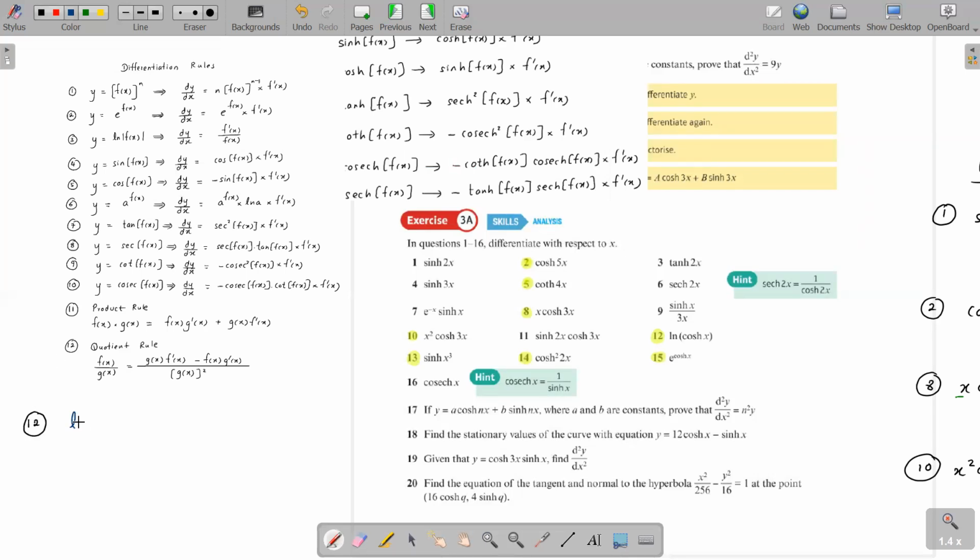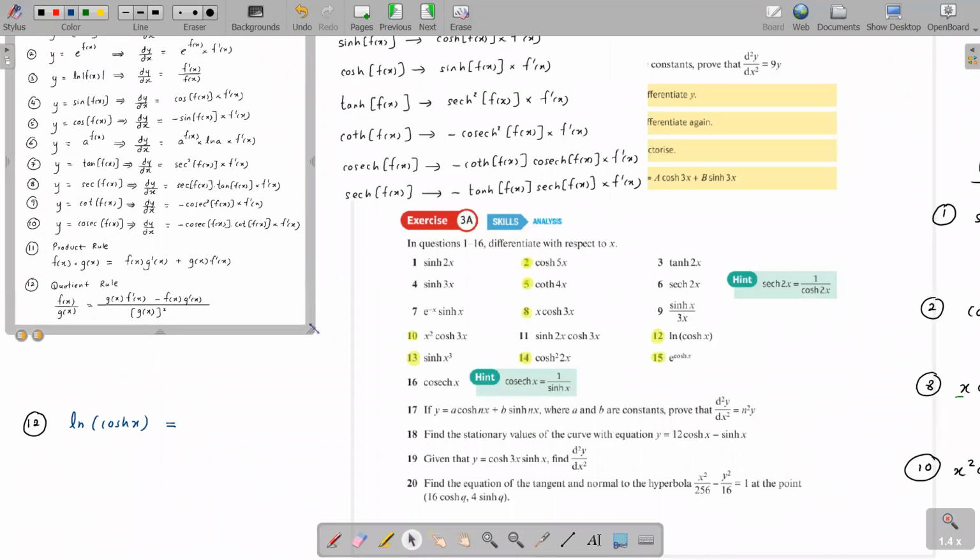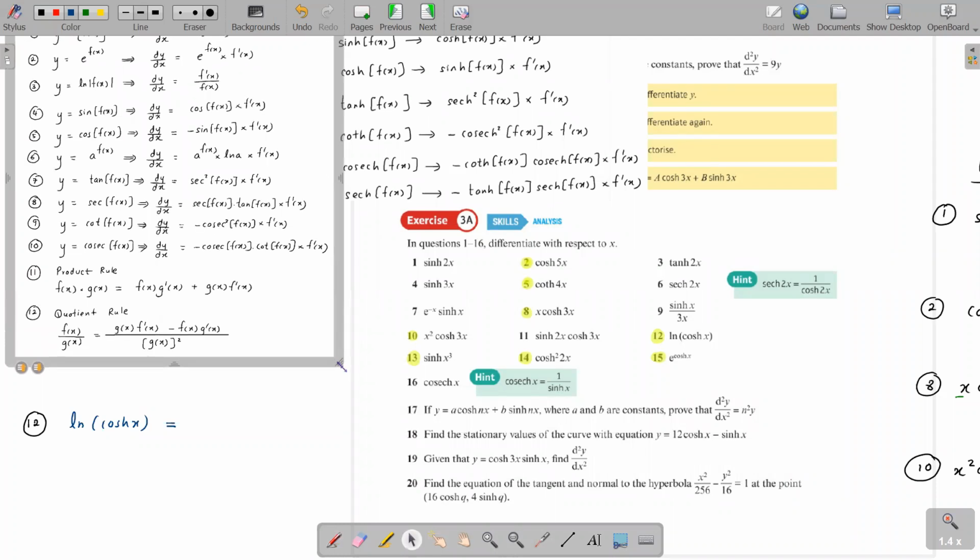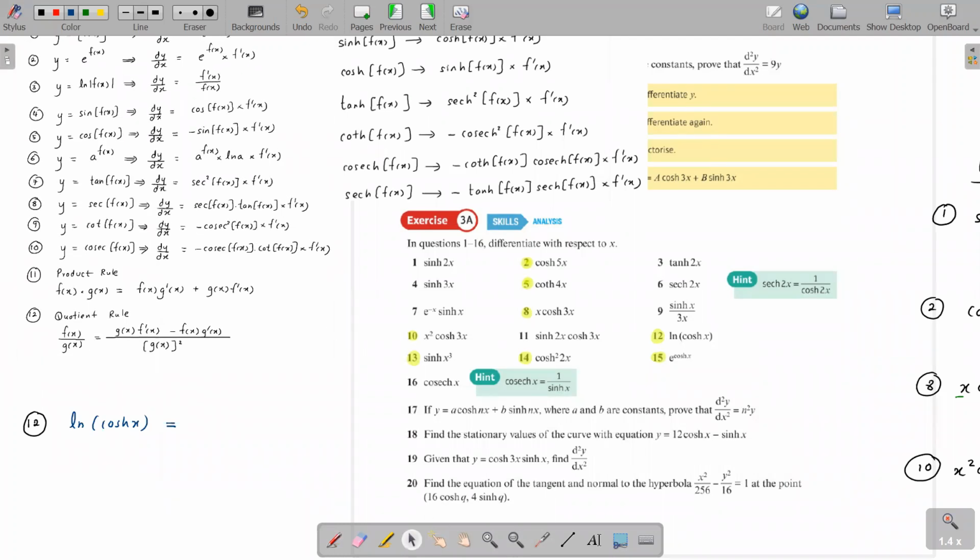Okay, we need to differentiate ln cos x. So how do we differentiate ln cos x? You know the ln differentiation is given in rule number 3 here. Can you all see? The ln differentiation is given in rule number 3 here. So for the ln differentiation, the inside of the ln goes in the denominator, and whatever the differentiation of the inside part is goes in the numerator.